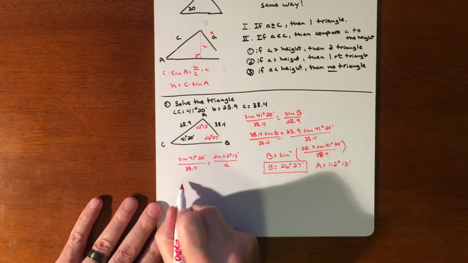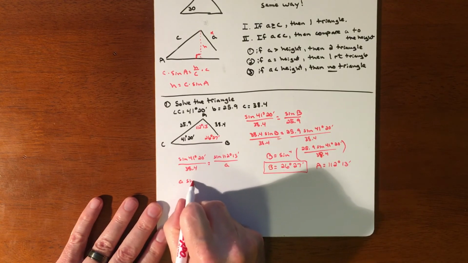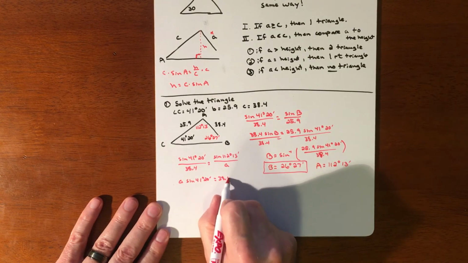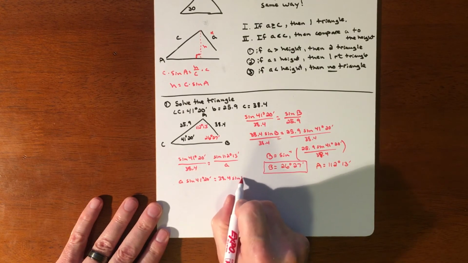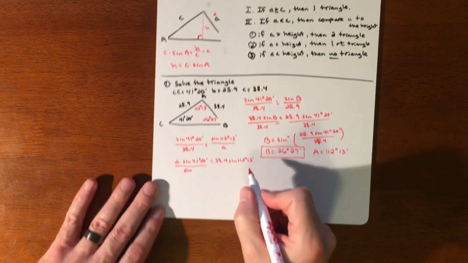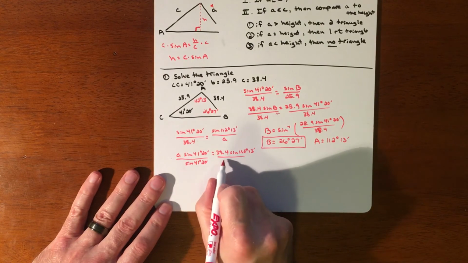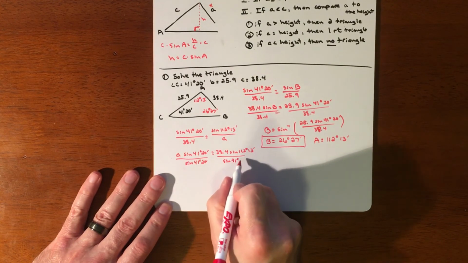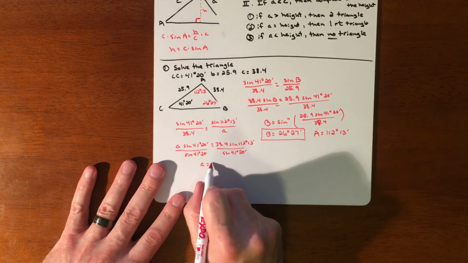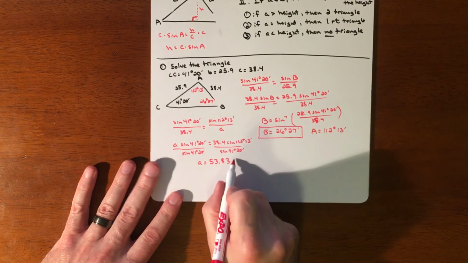We don't know a, so you cross multiply. A times sine of 41 degrees, 20 minutes equals 38.4 times sine 112 degrees, 13 minutes. Divide by our sine of 41 degrees, 20 minutes. And that puts little a at about 53.83 when you plug that into the calculator.